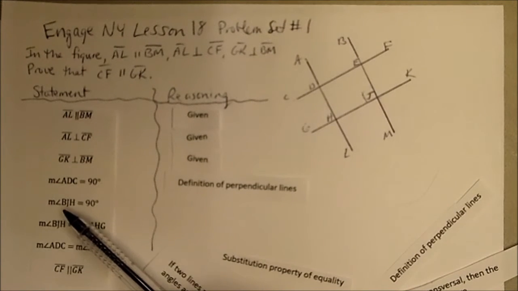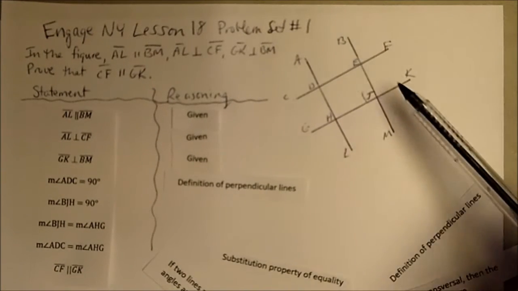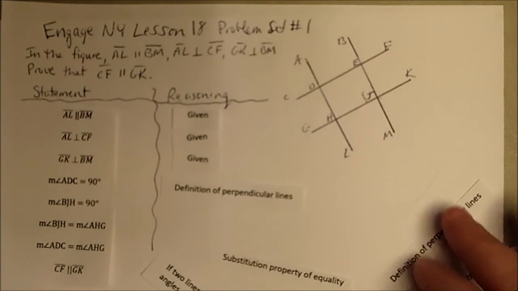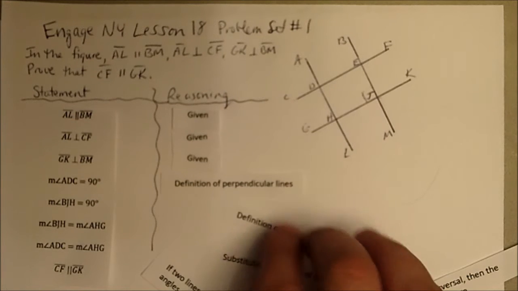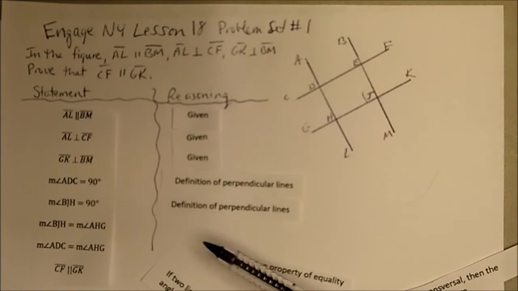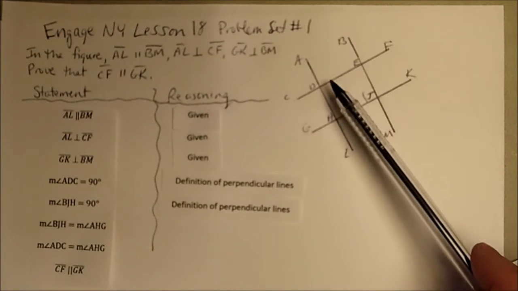We also have that the measure of BJH is equal to 90 degrees. BJH is here, and that's 90 degrees. Again, we know that's the case because of the definition of perpendicular lines: the angle where they meet is 90 degrees. Moving on, we see that the measure of BJH is equal to the measure of AHG.